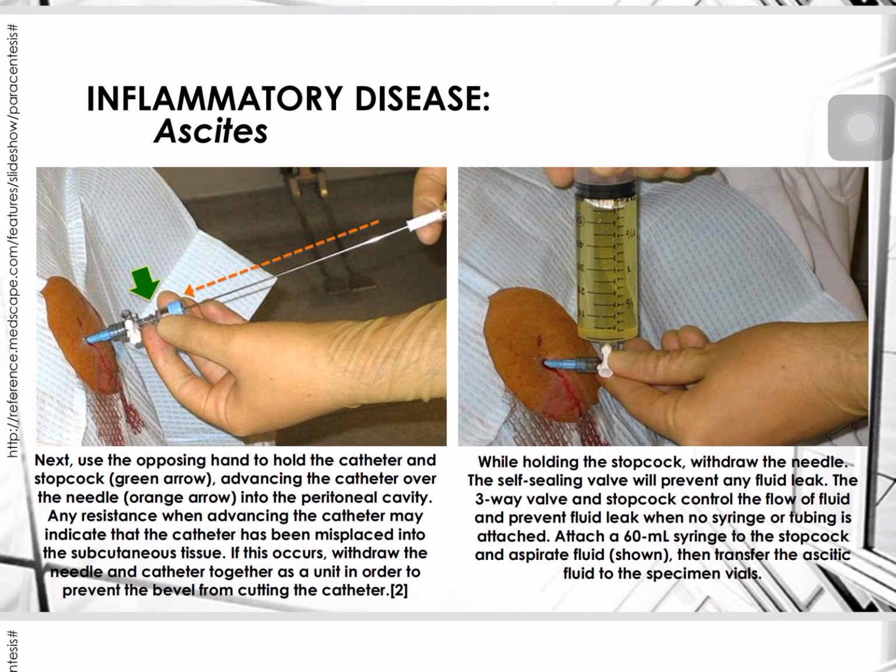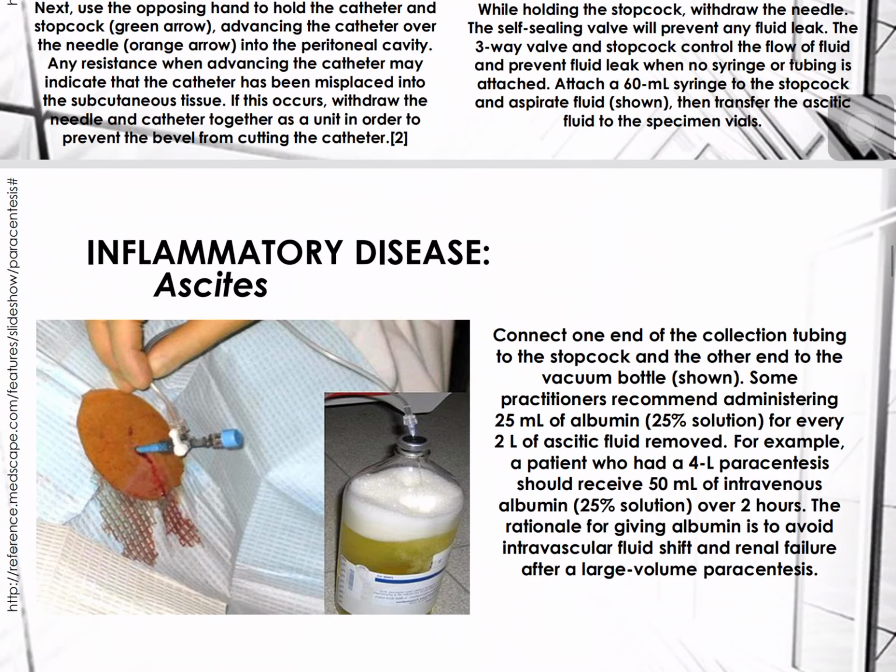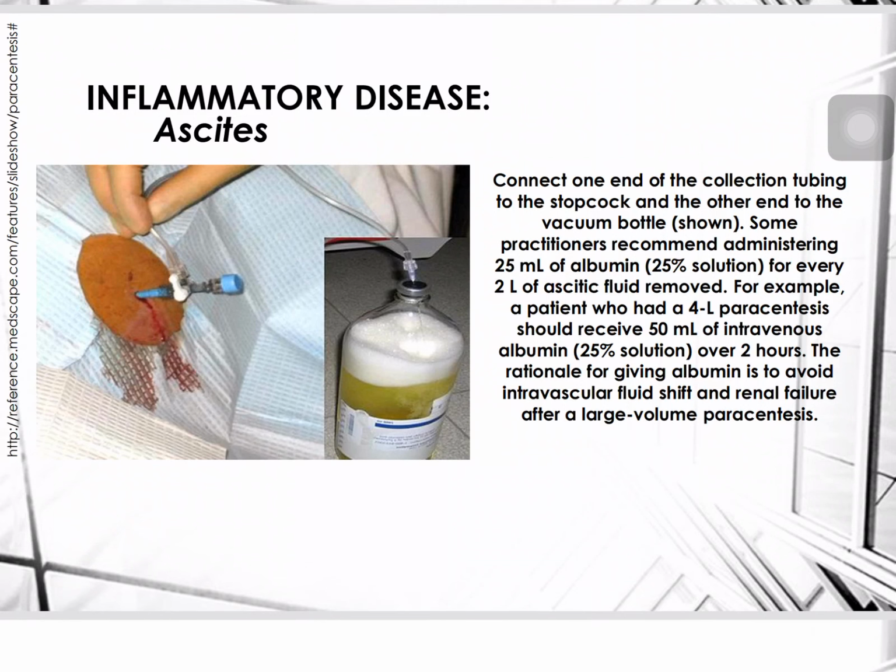The self-sealing valve will prevent any fluid leak. The three-way valve and stopcock control the flow of fluid and prevent fluid leak when no syringe or tubing is attached. Attach a 60 ml syringe to the stopcock and aspirate fluid, then transfer the ascitic fluid to the specimen vials. Connect one end of the collection tubing to the stopcock and the other end to the vacuum bottle.